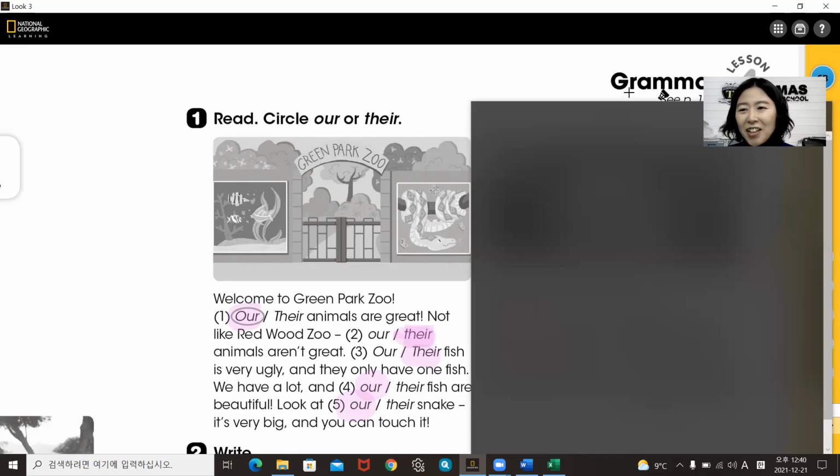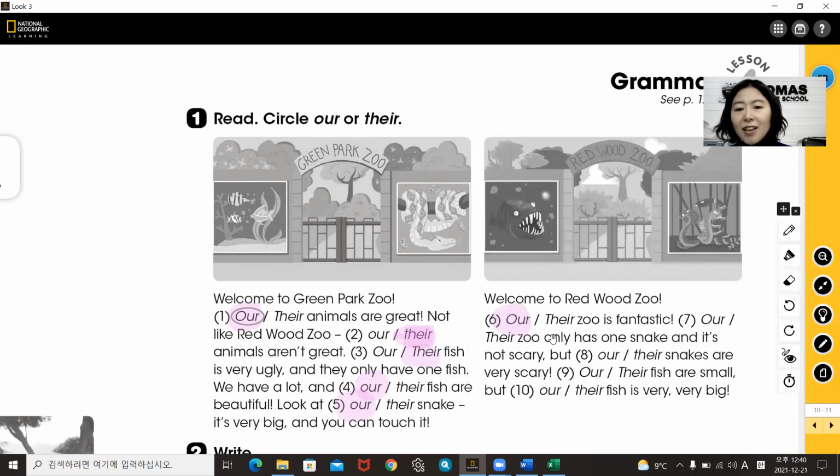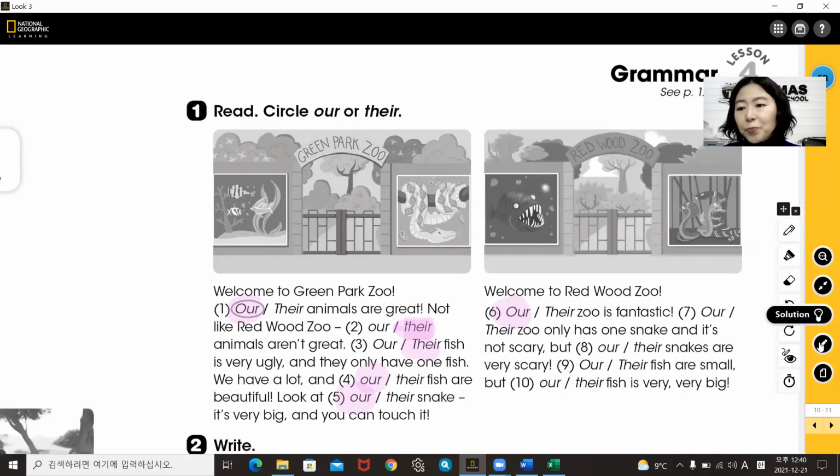Wait a minute. Okay. Then our juice is fantastic. Then blah blah. Our juice only has one snake and it's not scary. Okay. Then this is a good thing. They wanted to say this is good. So then you need to choose our.